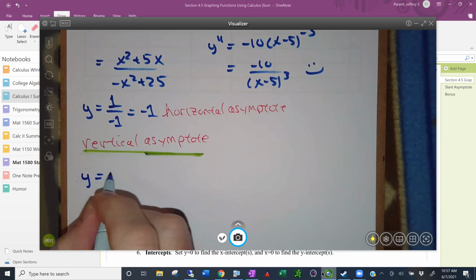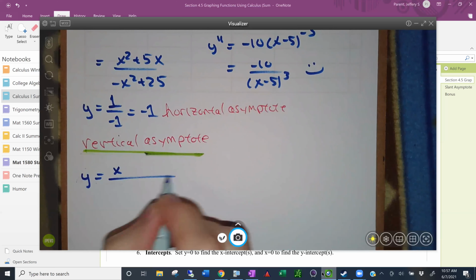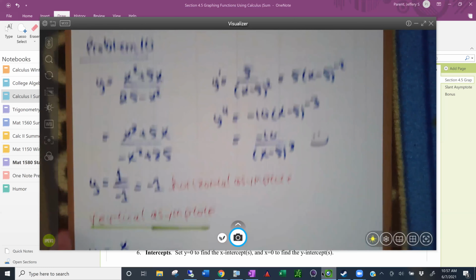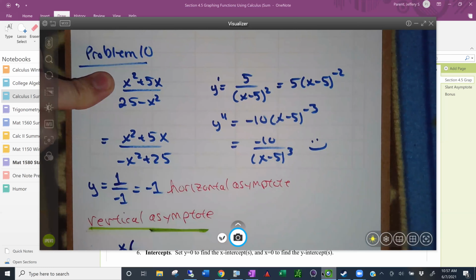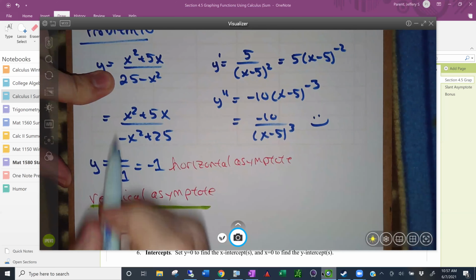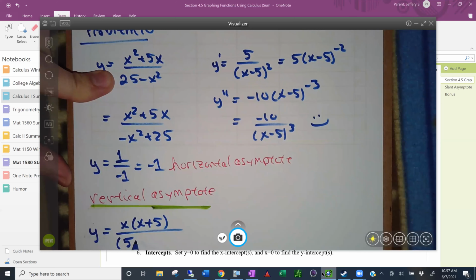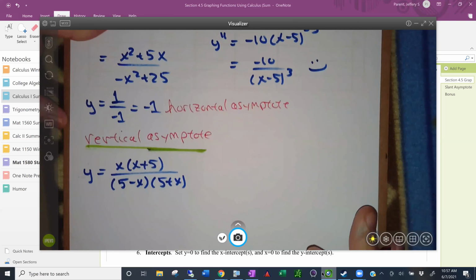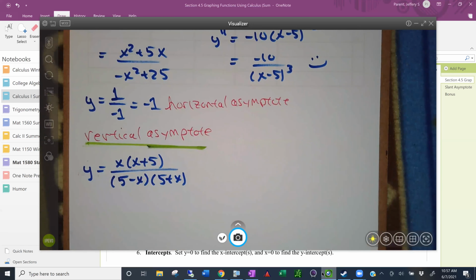Now I'm going to work with both the numerator and denominator to factor them. So going up here, this is going to factor as x times x plus 5. And this denominator, let's see which one do I want to do. I can factor from here. It'd be 5 minus x times 5 plus x. Now that's interesting. Does it matter if I do 5 plus x or x plus 5? Aren't those the same?